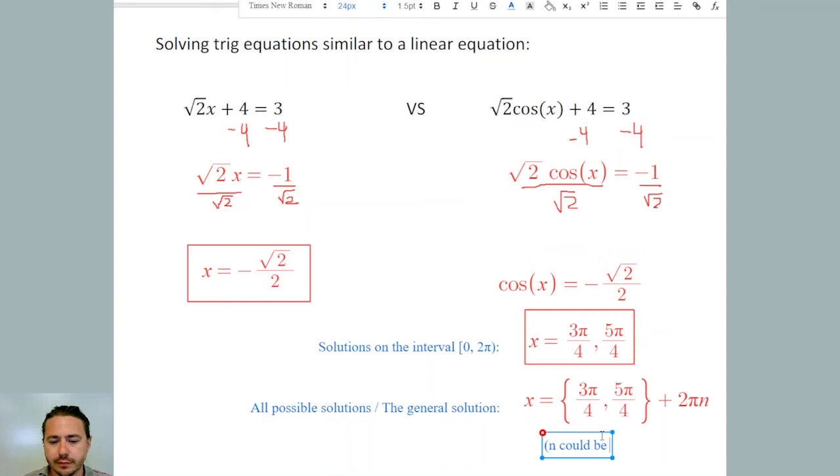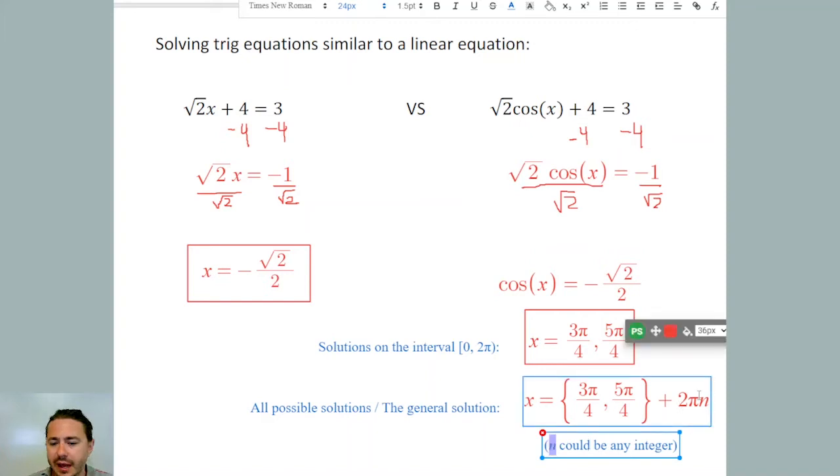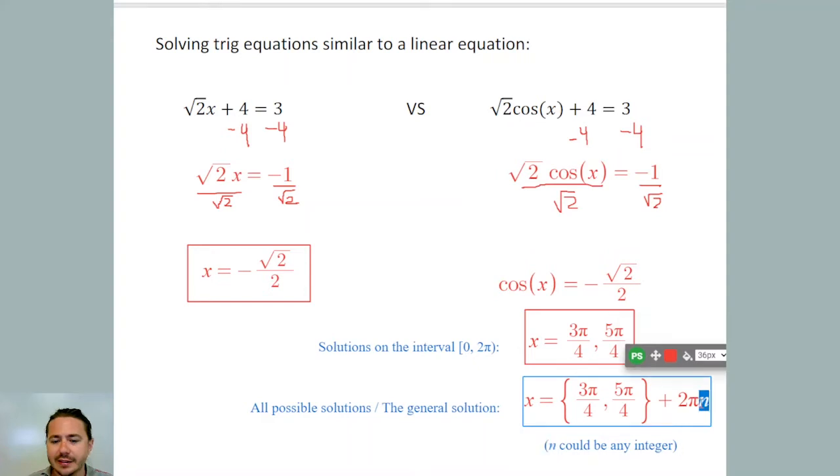In other words, just to explain this a little better, I could add 2 pi, I could add 4 pi, 6 pi, 8 pi. Basically, this number could be any integer. It could be 1, 2, 3, 4, 5, 6. If it's 1, then I'm just adding 2 pi. If it's 2, 2 times 2 is 4 pi. 3 times 2 is 6 pi, and so forth.